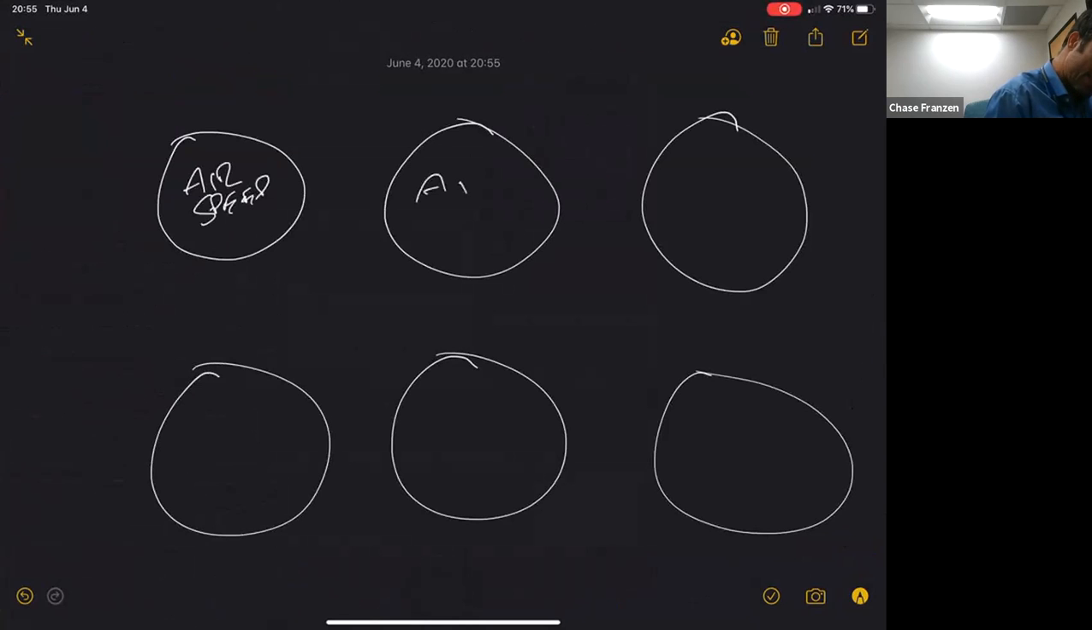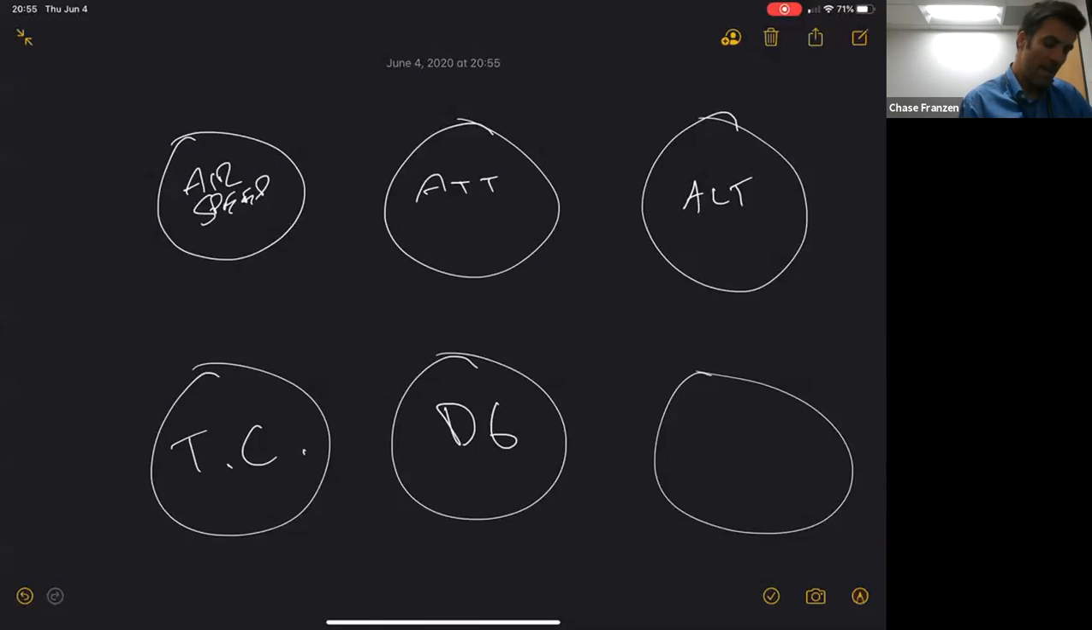We've got our attitude. We've got our altimeter. We've got our turn coordinator. We've got our directional gyro or our heading indicator. And we have our VSI here. So at this phase of training, you should be very, very familiar with the 6-pack. None of this should strike you as weird.